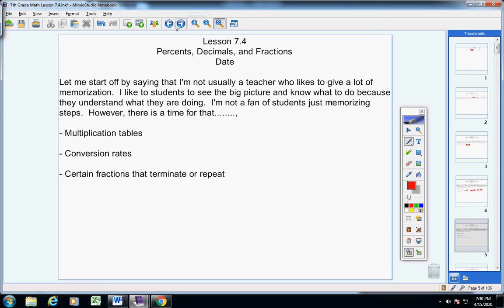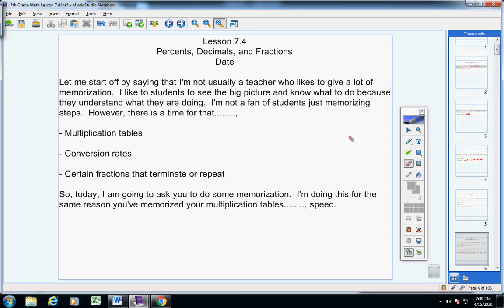And then you've also learned certain fractions that terminate or repeat. For example, you should know that 1/3 is always what? 0.3 repeating. You should have memorized that 2/3 is always what? 0.6 repeating. You should know that 1/2 is exactly 0.5. You should know 3/4 is exactly what? 0.75. So there's some good times and good things to use memorization for, okay?